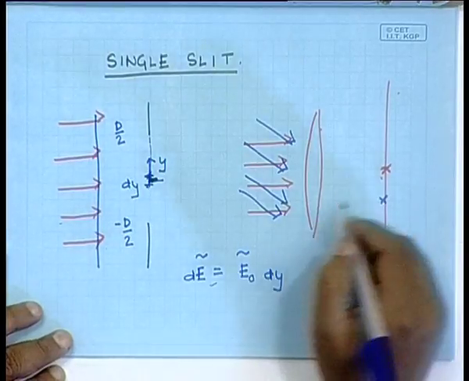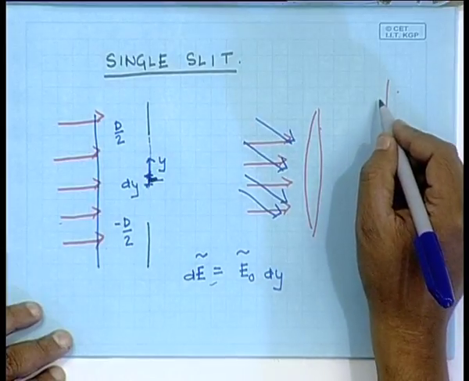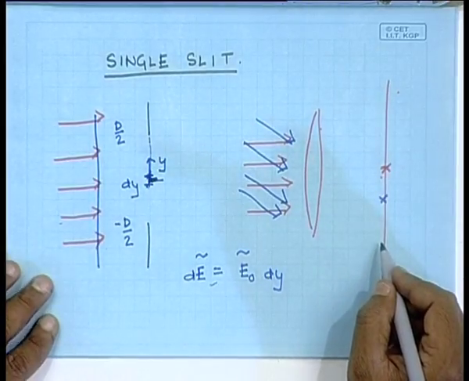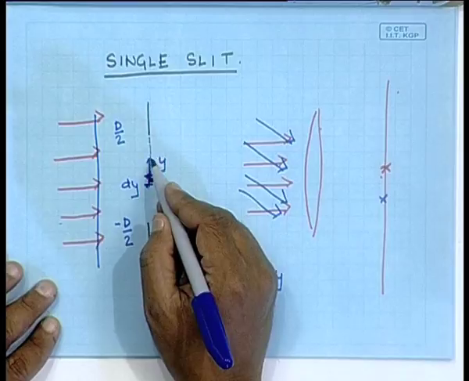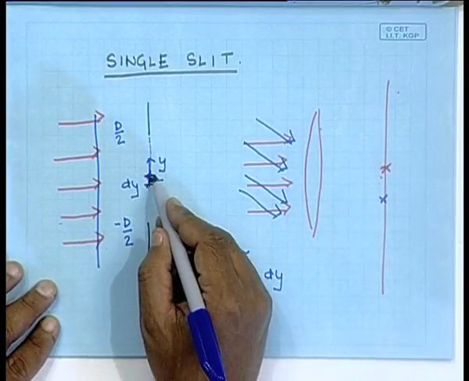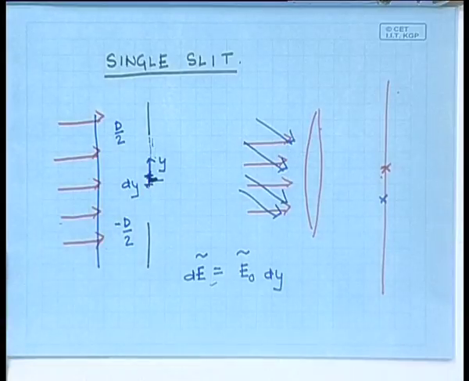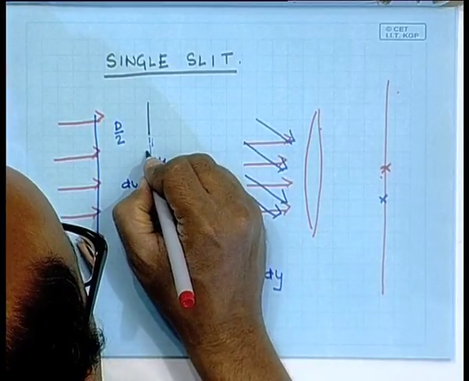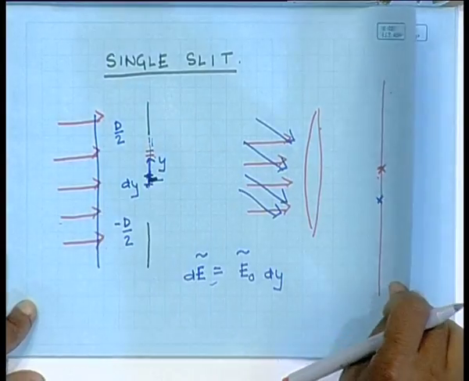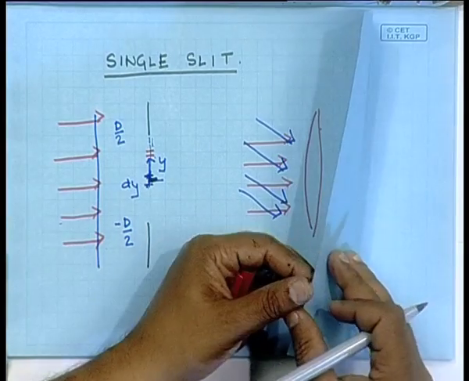So, when I go and sit on the screen, I have to add up the contributions from all such elements dy located at different places, not only at the center, but at different distances. So, let me now consider a small line element dy located at a distance y over here. Let me draw this picture a little more enlarged.